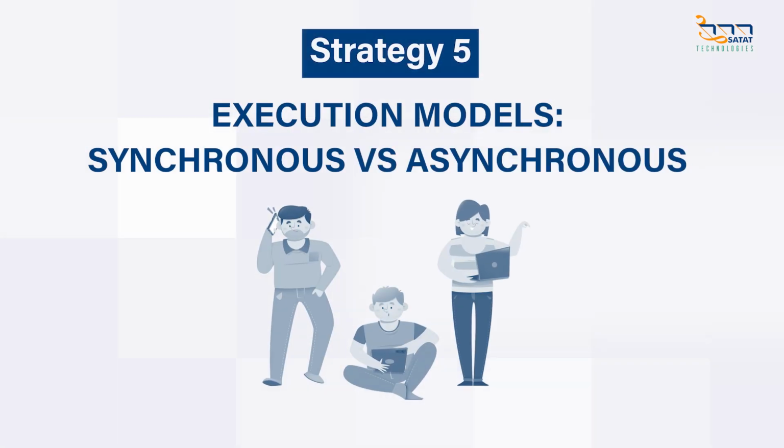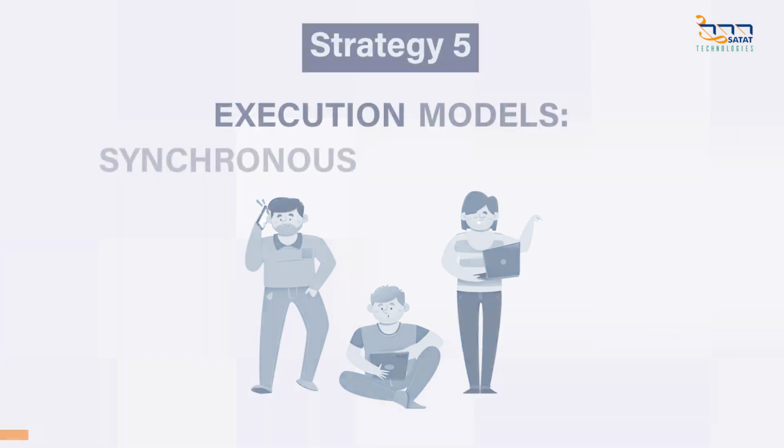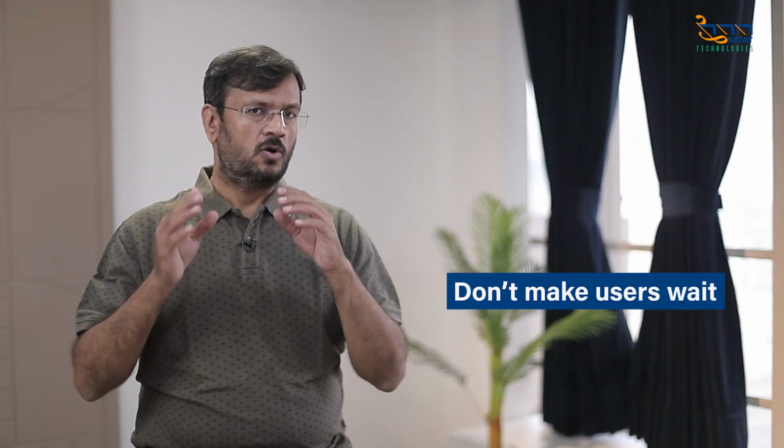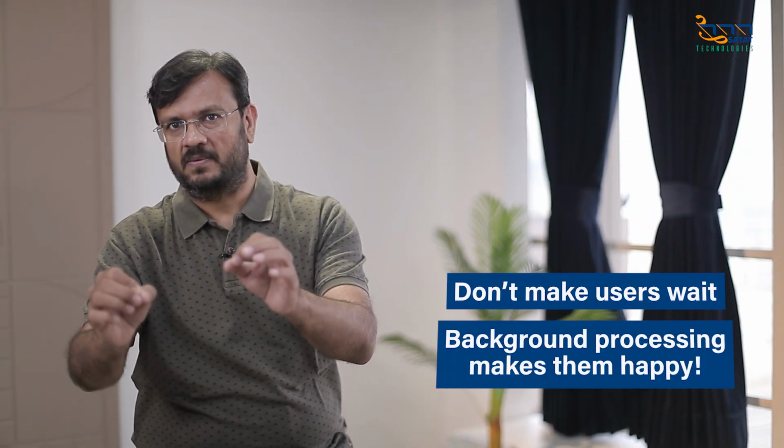Strategy 5: execution model. Synchronous versus asynchronous. Synchronous processing makes the user wait. Do it only for quick tasks. For longer processing, go for asynchronous. That is, switch to background processing. Don't make the user wait. Background processing makes them happy.